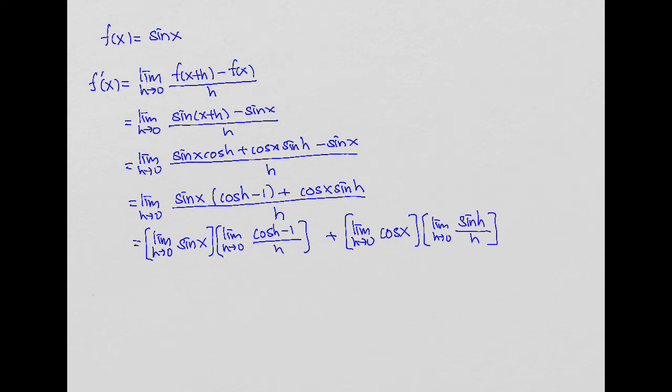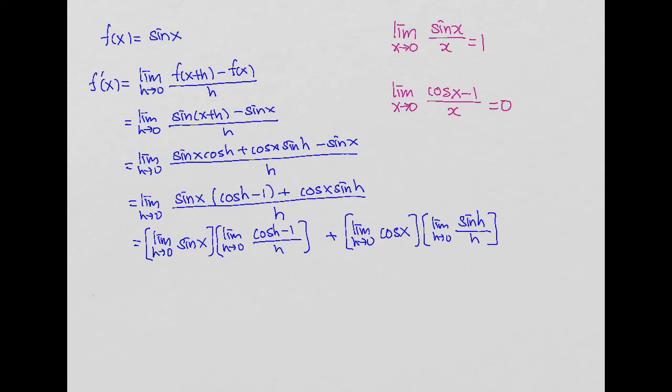And now I have to introduce two very important identities. The limit as x approaches 0 of sine x over x will be 1. And there's another one: the limit as x approaches 0 of cos x minus 1 over x will be 0.